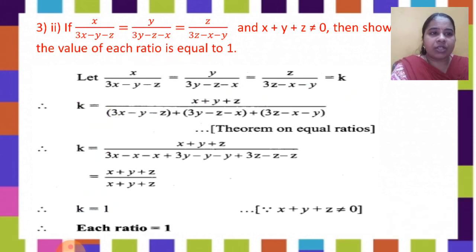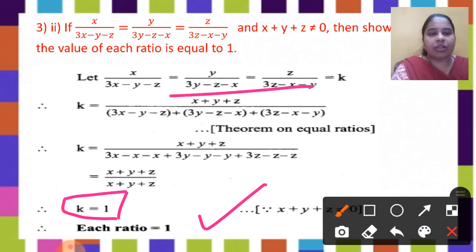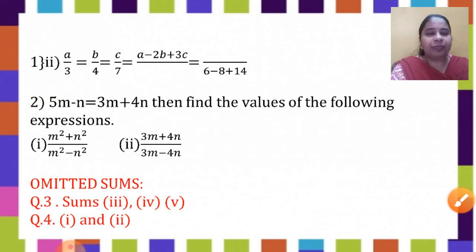Try to understand. Each ratio is equal to K, and at the end we are getting K is equal to 1. Therefore I can conclude each ratio is equal to 1. So compulsorily use the K method, and this sum can be done like this. I hope you have understood it.